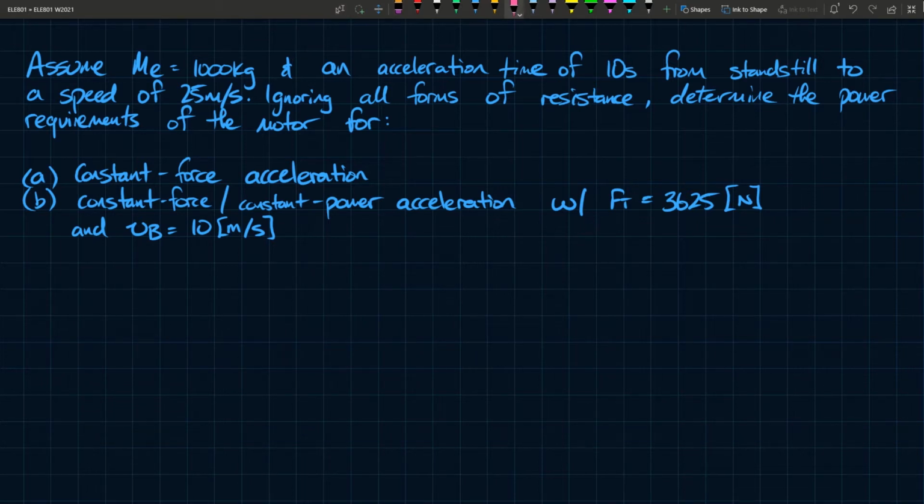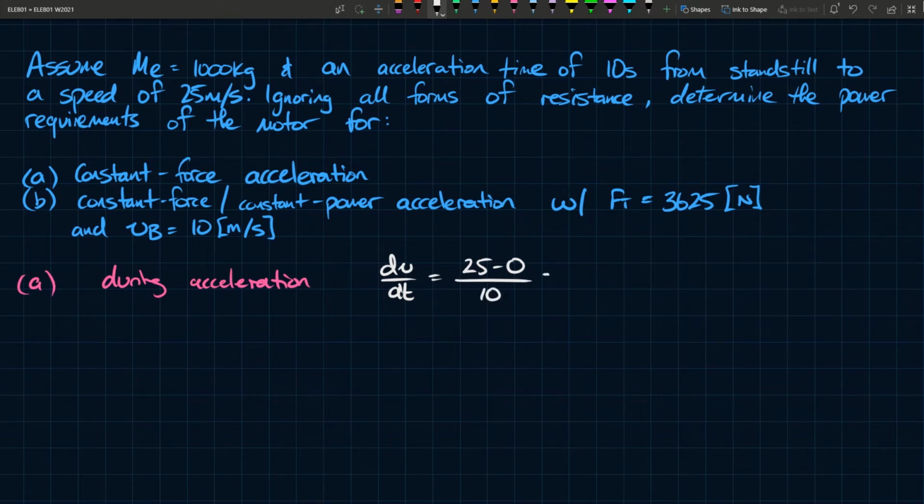So we have part A, the constant force acceleration. During acceleration, what do we have? The acceleration dv/dt is equal to the final speed minus the initial speed, divided by the time it takes to reach that final speed. So the acceleration will be 2.5 meters per second squared, since the force is going to be kept constant. Constant force means constant acceleration.